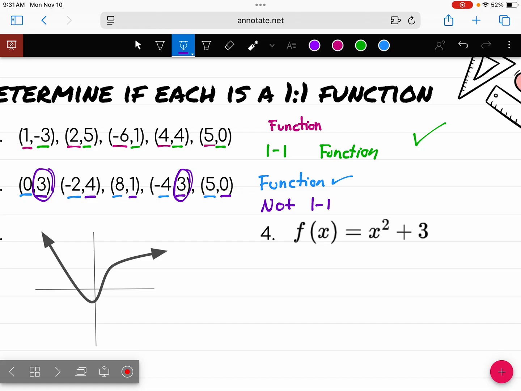It's a function, totally fine. It is not a one-to-one function. It can be a function and not be a one-to-one function. It cannot be a one-to-one function if it is not also a function. So if it fails the function test, you do not have to go any further.